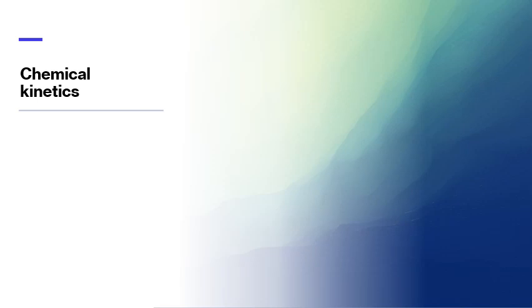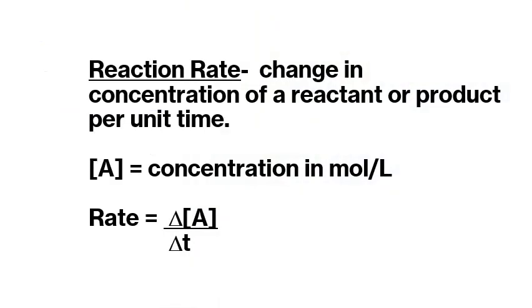We will discuss chemical kinetics in this video. Chemical kinetics tells us how quickly a reaction occurs, or what the speed of the reaction is, or in other words, it is the study of reaction rate. Reaction rate is the change in concentration of a reactant or product per unit time.